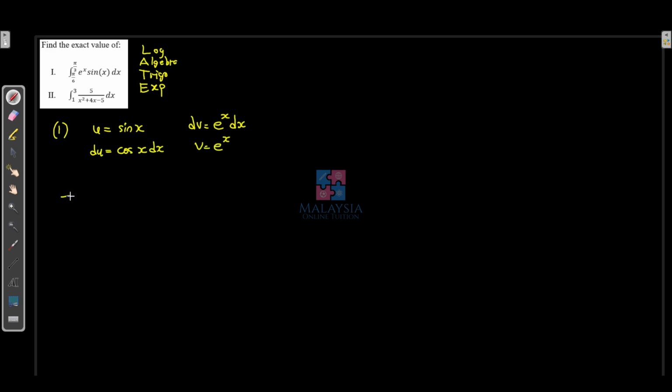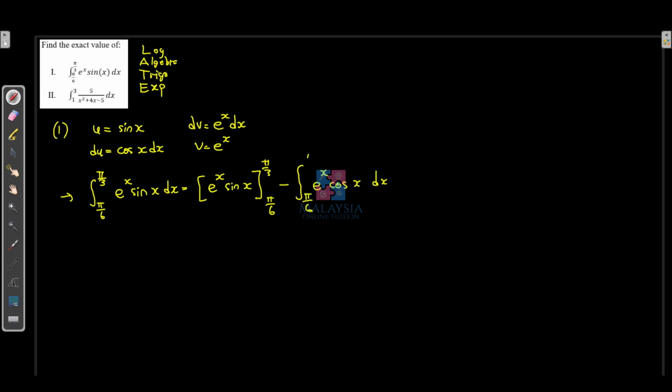Now, when we are substituting this inside the integration by parts formula, what is the formula? uv minus the integral of v du. So we can write the integral from pi over 6 to pi over 3 of e to the power of x sine x dx equals uv, that is e to the power of x sine x, from pi over 6 to pi over 3, and then minus the integral of v du. The integral of v du is e to the power of x cos x dx, from pi over 6 to pi over 3.